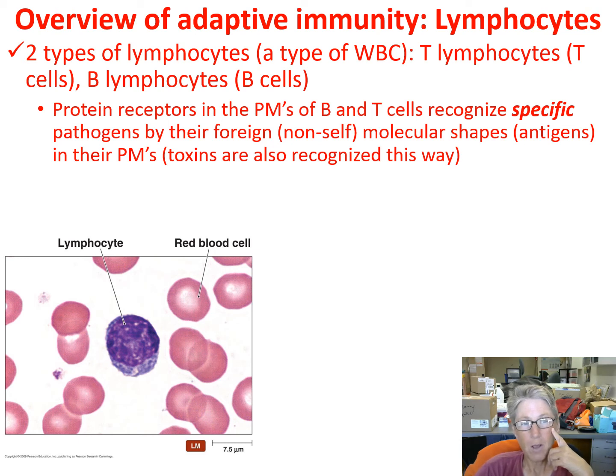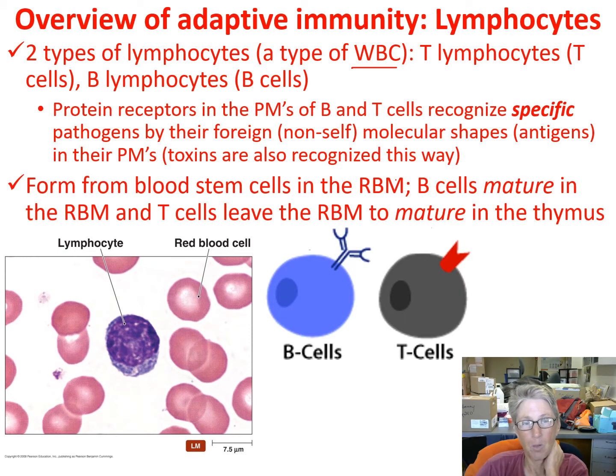So there's two types of lymphocytes. A lymphocyte is a type of white blood cell. There's T lymphocytes and B lymphocytes. We call them T cells and B cells for short. So this is a cartoon of a B cell. Here's a cartoon of a T cell. And here's the protein receptor. So this is a B cell receptor. We just saw that in the last cartoon. This is a T cell receptor. These are made of proteins. That's why they call them protein receptors. And they're stuck in the plasma membranes.